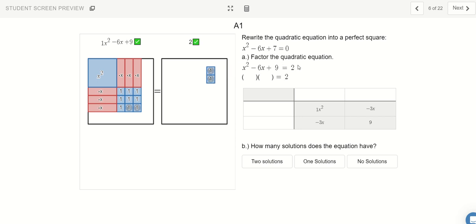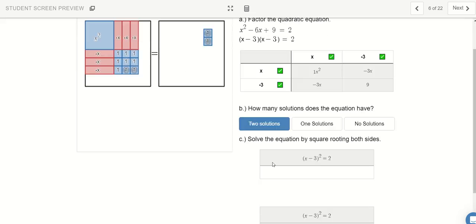So now we're left with this equation. And if I want to factor this, again, it has the same base times height, x minus 3, x minus 3. And notice that each of the sections of the area model is correct. X times x is x squared, negative 3 times negative 3 is 9, and x times negative 3 is negative 3x. So how many solutions does this one have? It's going to have 2 solutions.